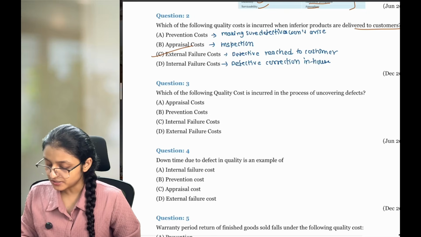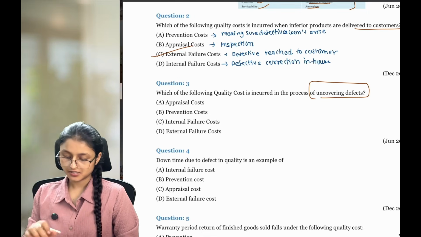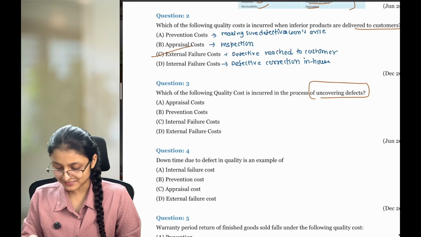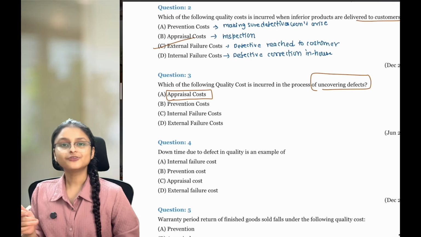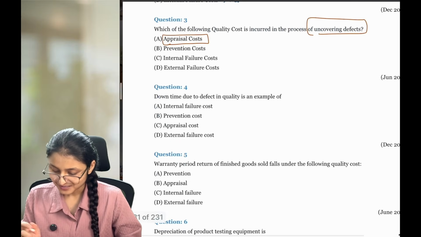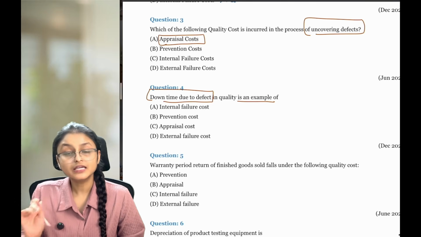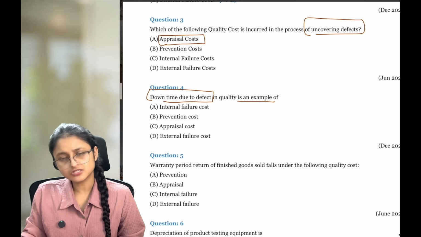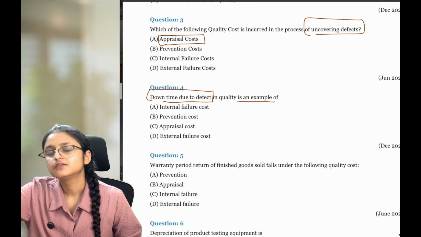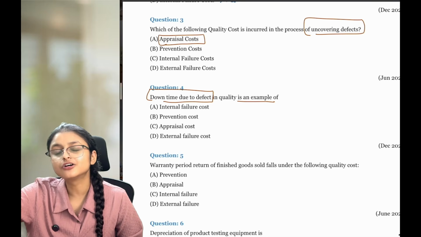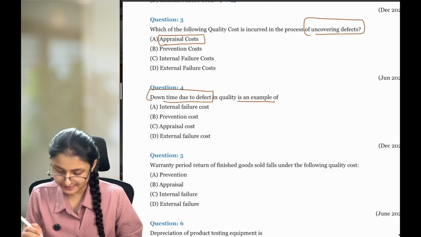Which one of the following quality costs is incurred in the process of uncovering defects? That means finding out defects. Where do we do this finding out of defects? We do that in appraisal cost, where we are inspecting the product, then only we are going to find out the defects. Okay? Downtime due to defect in quality is an example of which quality cost? Downtime means your machines are stopped for a particular period of time due to quality defects. This is an example of which type of quality cost? Internal failure, because the failure has arisen inside the organization itself.